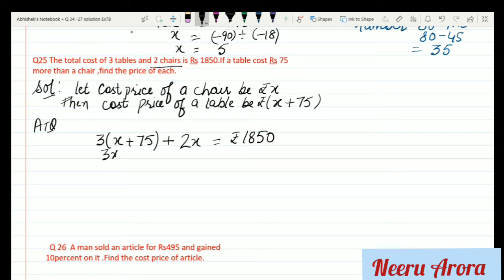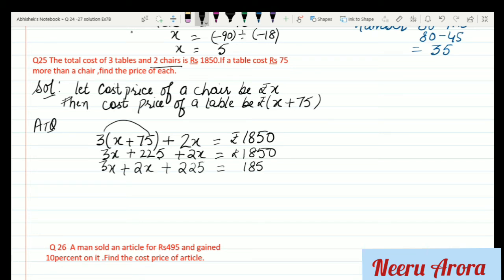Let's solve this. It is 3X, 3 fives are 15, 225 plus 2X is equal to 1850. So 3X plus 2X plus 225 is equal to 1850. So what is 3X plus 2X? That is 5X. And this 225 will be subtracted on that side. So here it is 5X is equal to 1625.